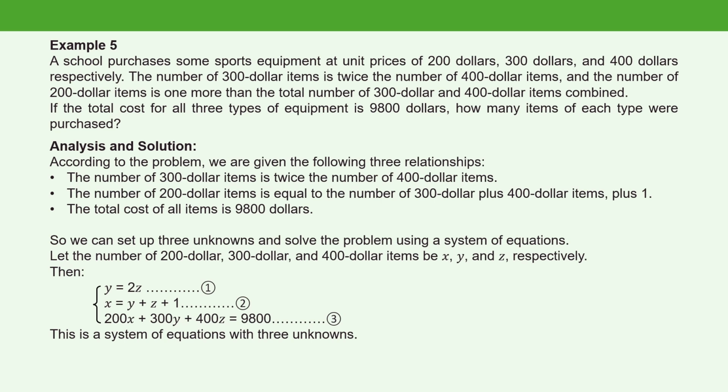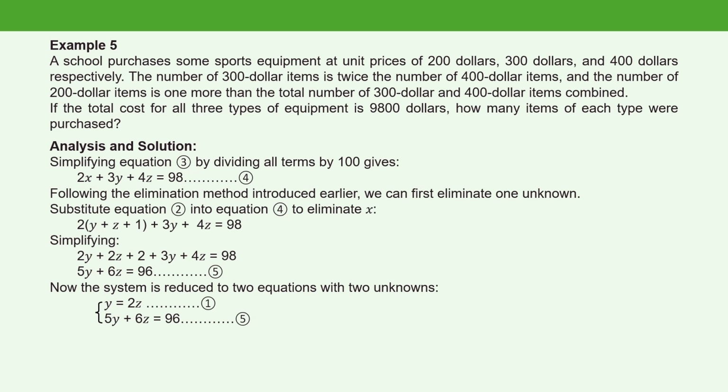Let the number of $200, $300, and $400 items be x, y, and z, respectively. Then we can have three equations. This is a system of equations with three unknowns. Simplifying equation 3 by dividing all terms by 100 gives us equation 4. Following the elimination method introduced earlier, we can first eliminate one unknown. Substitute equation 2 into equation 4 to eliminate x. After simplifying, we have equation 5. Now the system is reduced to two equations with two unknowns.